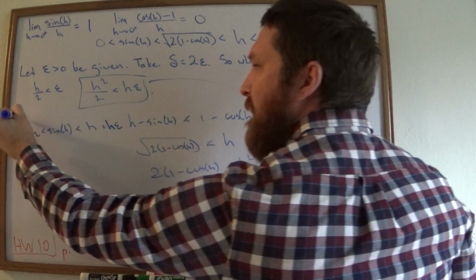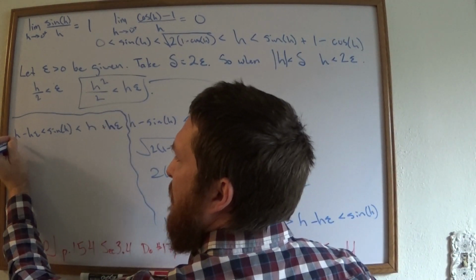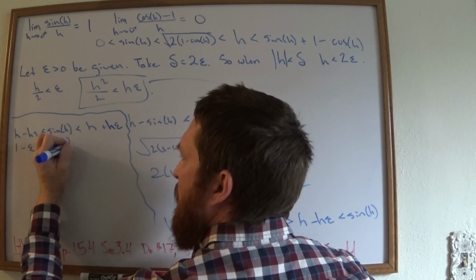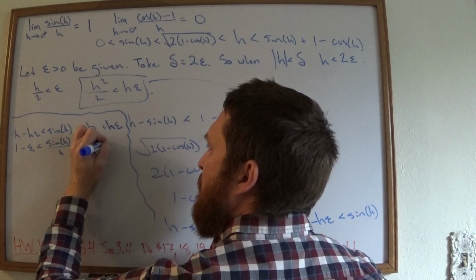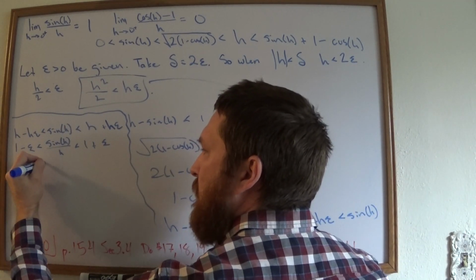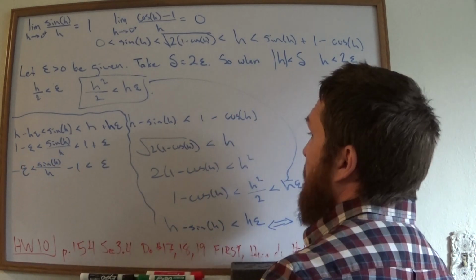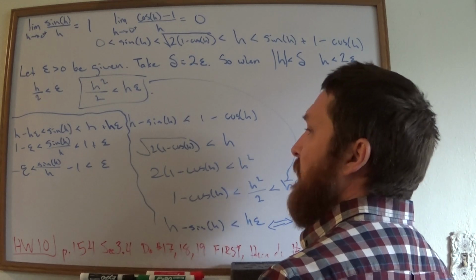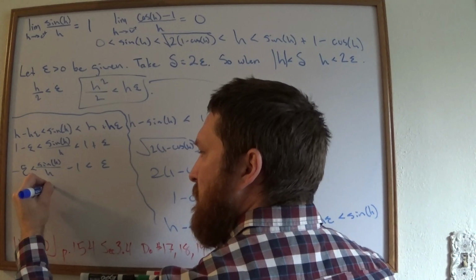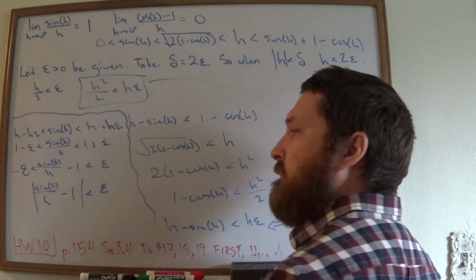Now, here's the last. Sorry, this got all over the place. Now, I'll divide through by h to give me 1 minus epsilon less than sine h over h less than 1 plus epsilon. Subtract off my 1, and I get minus epsilon less than sine h over h minus 1 less than epsilon. Did I do that right? Yeah. Subtract 1 from everybody, and you get that. But that's exactly what this means: the absolute value of sine h over h minus 1 is less than epsilon.